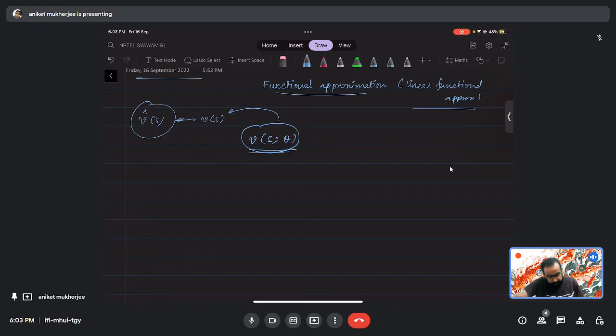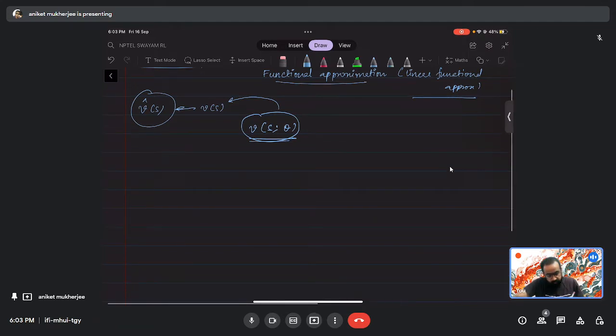First let me give you a small example problem of how functional approximation works. But before that, let me define what needs to be defined.